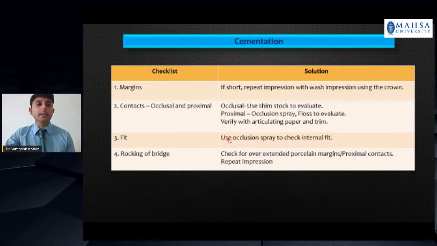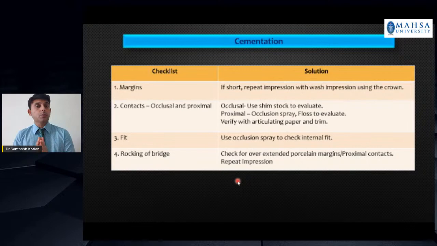Your checklist for cementation. Margins, if overextended, you can trim. If short, there is no other thing that you can do but repeat the impression, just like you did for the copings during the metal try-in. You syringe the light body into the crown and do a pickup impression, and then your technician will be able to know where the margin is short.